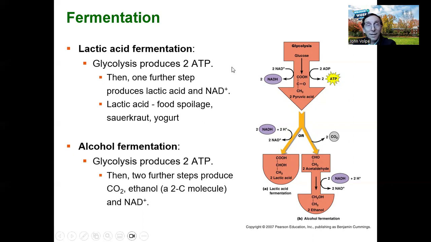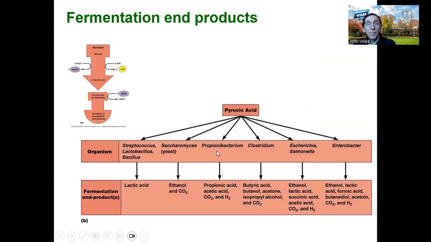Any question about lactic acid fermentation or alcoholic fermentation? There are some different end products and different fermentation reactions. Like I said, lactic acid is probably the most common, with alcohol and ethanol being the second most common. Propionic acid fermentation is the fermentation reaction used to make Swiss cheese. And CO2 is given off in propionic acid fermentation, and that's why Swiss cheese has holes in it.